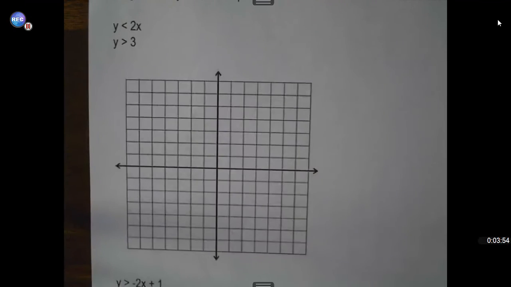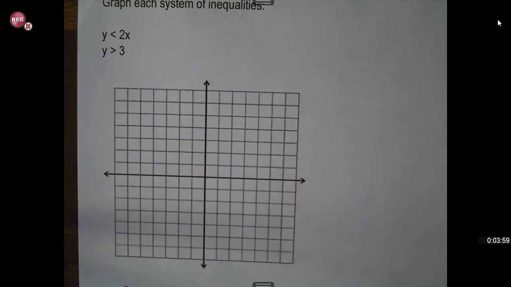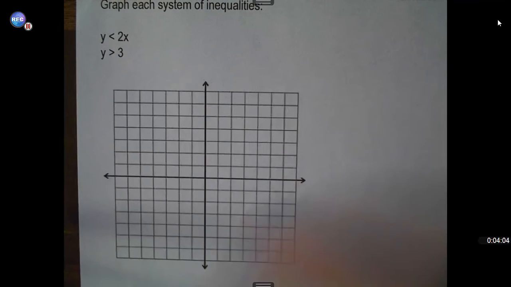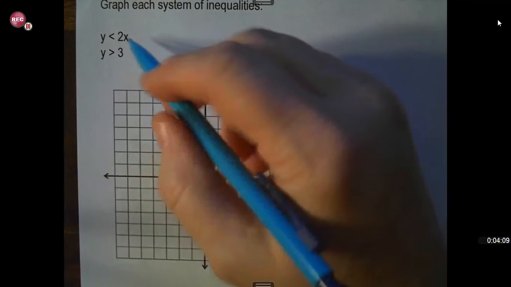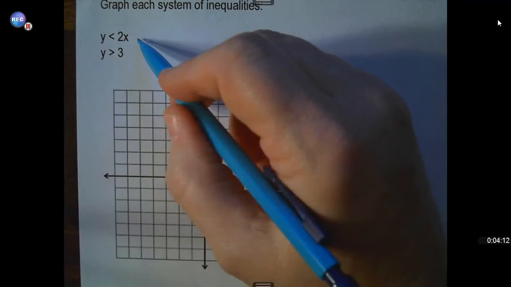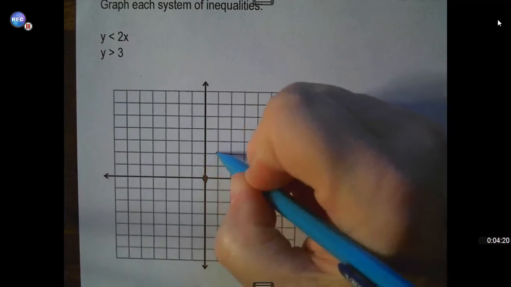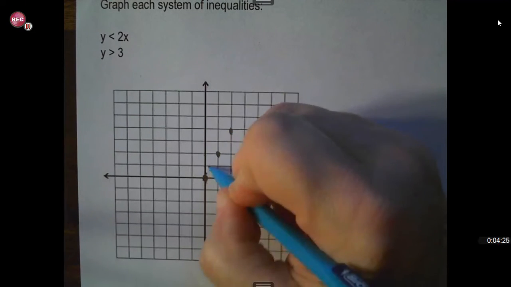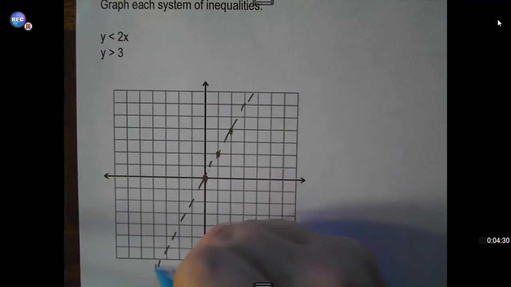So let's see. Here we have y is less than 2x. So again, we graph that. It's in slope-intercept form. So the intercept, when it's not out here, is 0. So this goes through the origin. So start at 0, and then the slope for that top line is 2. So I'm going to rise 2 and run 1. Rise 2 and run 1. And that is a dotted line.